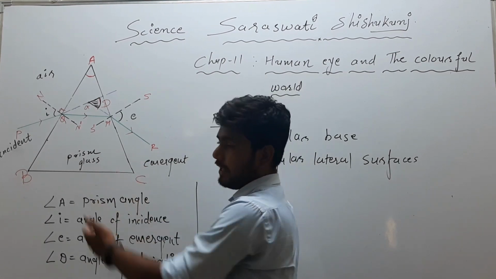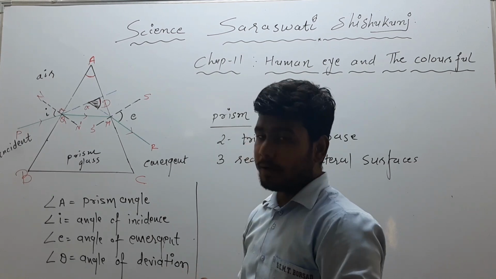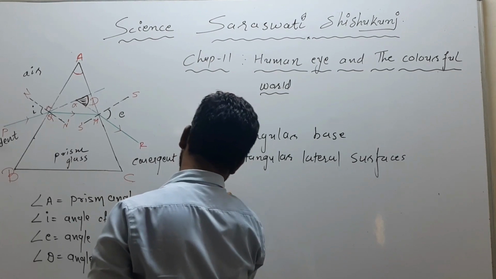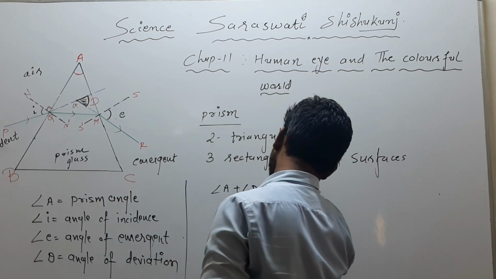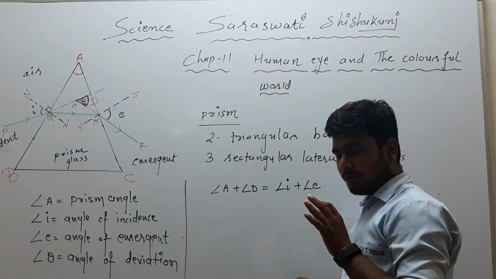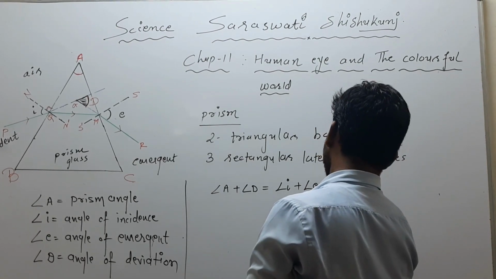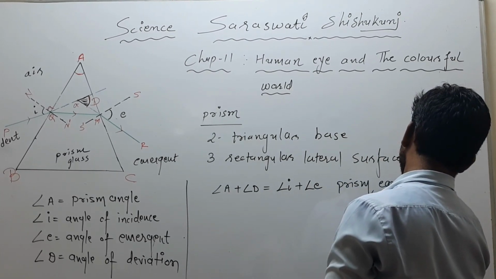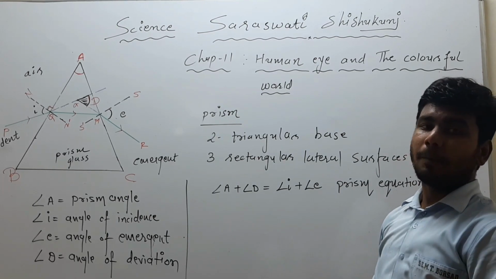From this whole study, which you will study in more detail in higher standards, you should know that we will get an equation: angle A plus angle D is equal to angle I plus angle E. Right now you don't have to go into the proof of this, but this equation is called the prism equation.